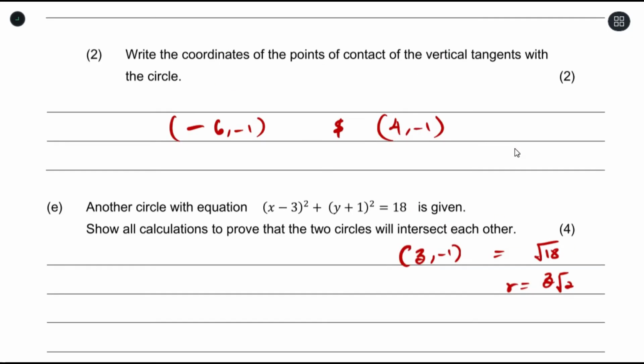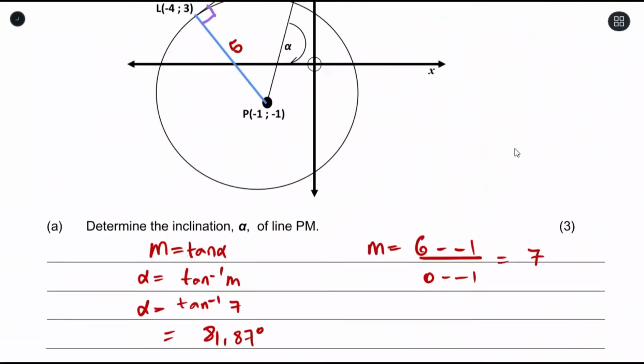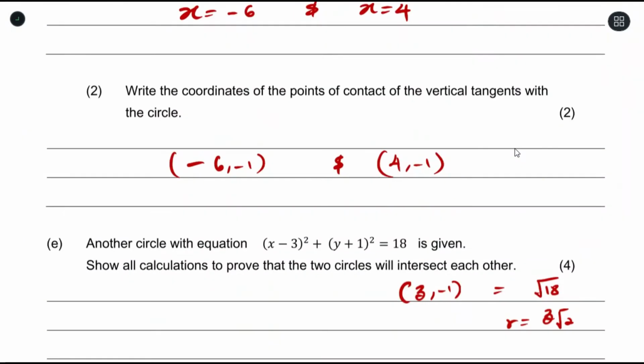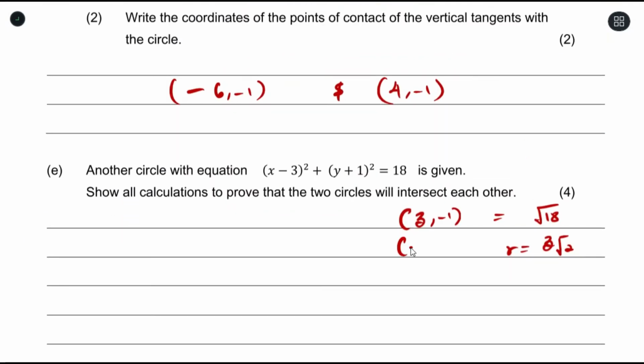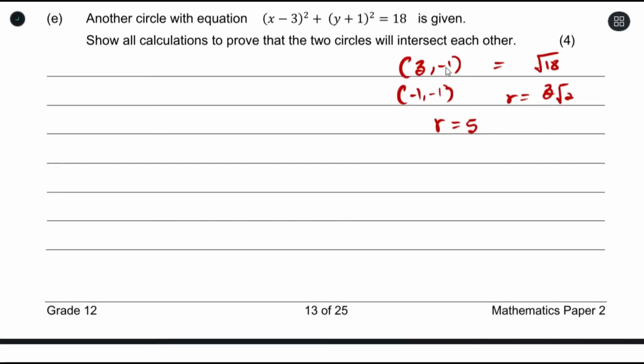Now, for the other circle that we have, the center is (-1, -1), and the radius for this is actually 5. Since they both have the same y value, we understand that it's going to be a horizontal line. So we could say that the distance between our 2 circles would be 4 units.